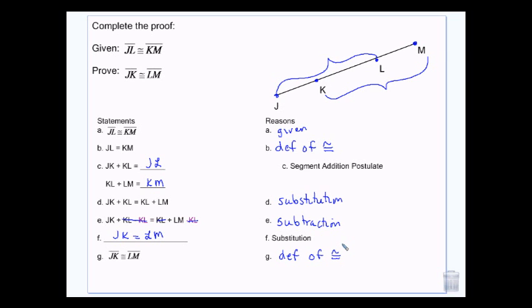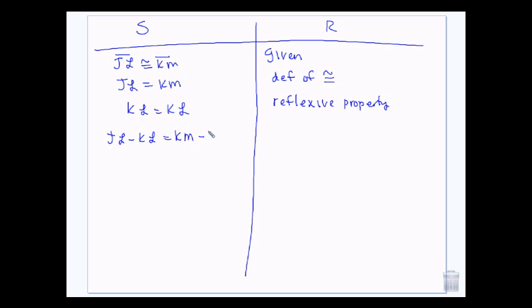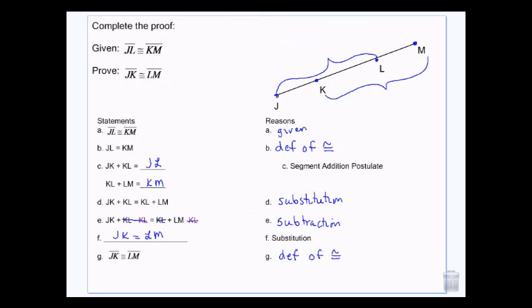And again, that's not the only way to get there. JL equals KM. Definition of congruent. I can say that KL equals itself. Reflexive property. And since it equals itself, I can subtract it from both sides. That's just subtraction. Okay. JL minus KL is JK. KM minus KL is LM. Right, LM? Yeah, LM.